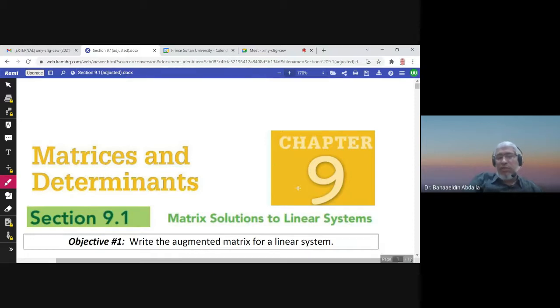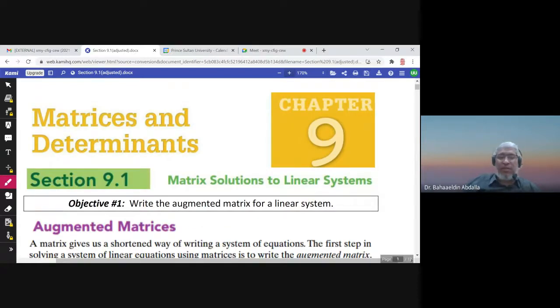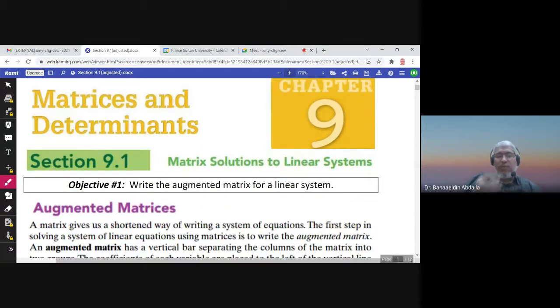This is chapter 9, and it's about matrices and determinants. The first section, 9.1, is about matrix solutions to linear systems. The first objective is to write the augmented matrix for a linear system.